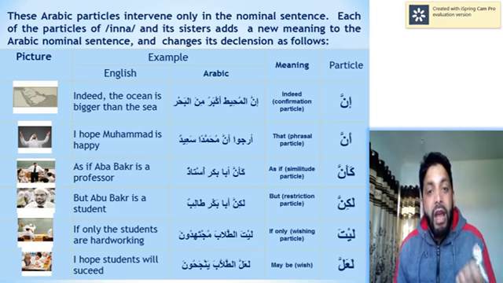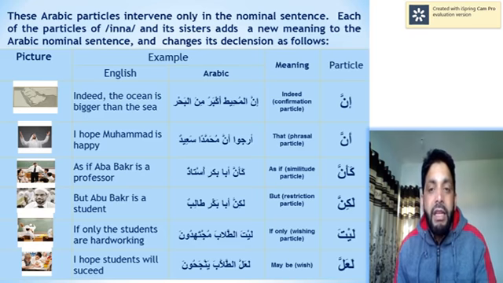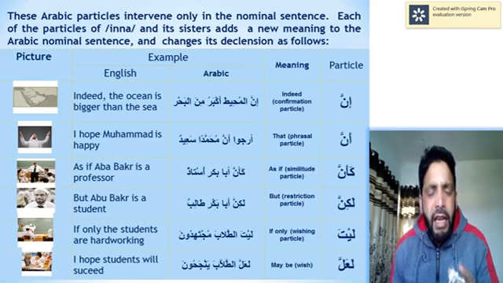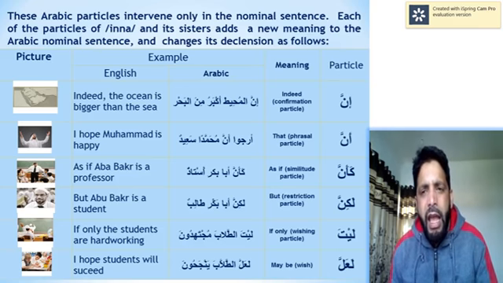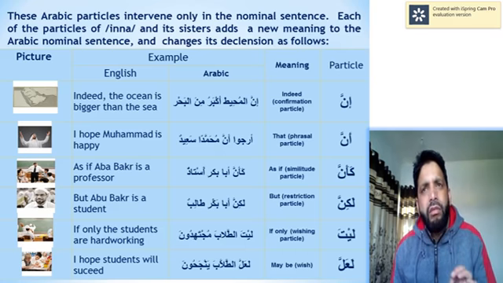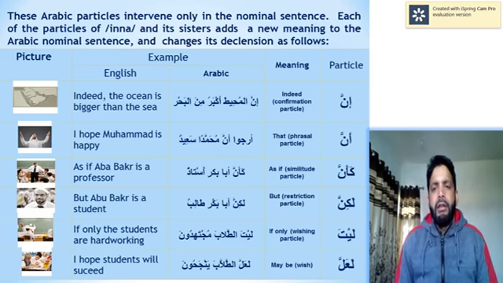Arju anna Muhammadan Sa'idun. I hope that Muhammad is happy. So here, though we use anna in the same meaning as inna, it still has some other meaning when we use it as a phrasal particle. The main difference between inna and anna is that inna we often use in the beginning, except there are some exceptions, and anna we always use in the middle of the sentence. It never comes in the beginning.